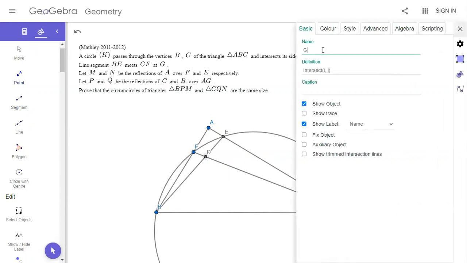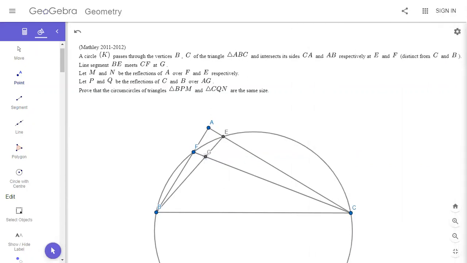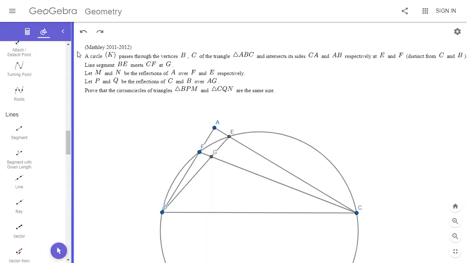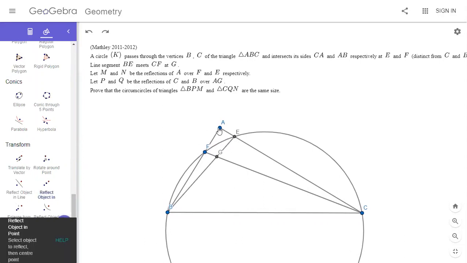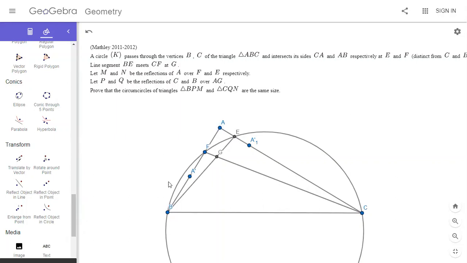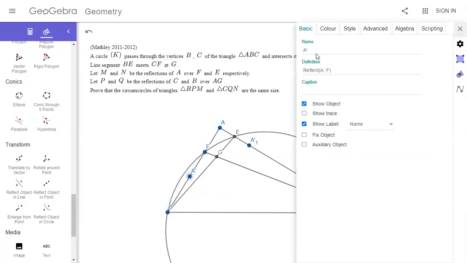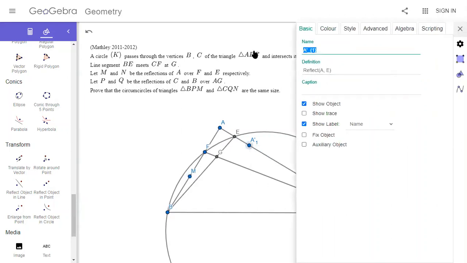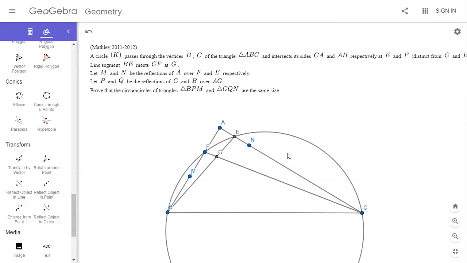And then M and N are the reflections of A over E and F. Let me use my reflect tool. This is M, and this is N. So EF is like a mid-segment of triangle AMN, it looks like.